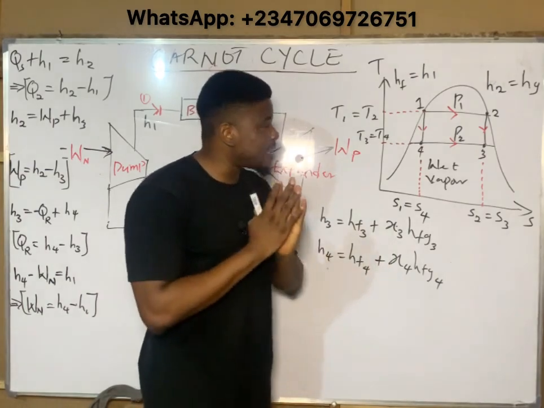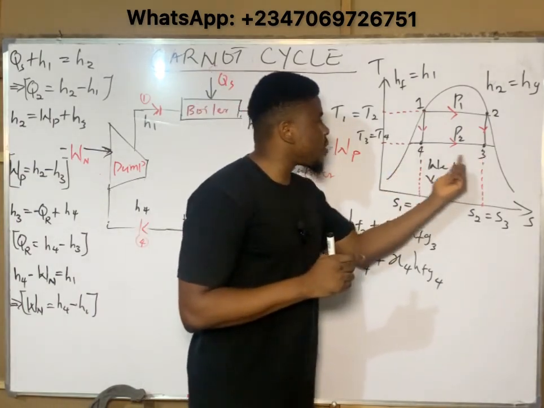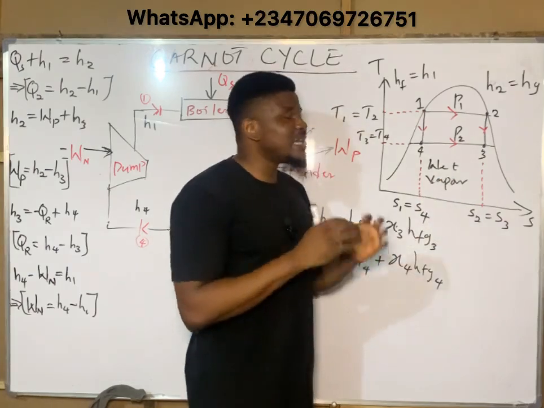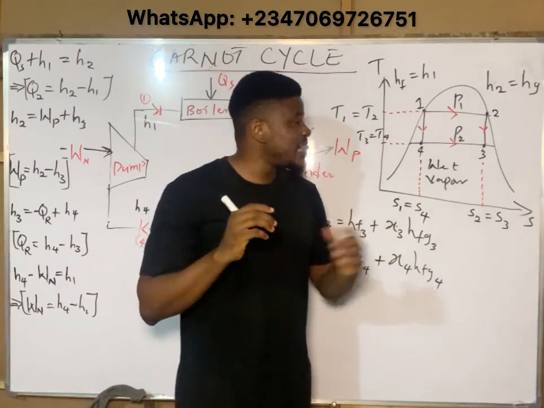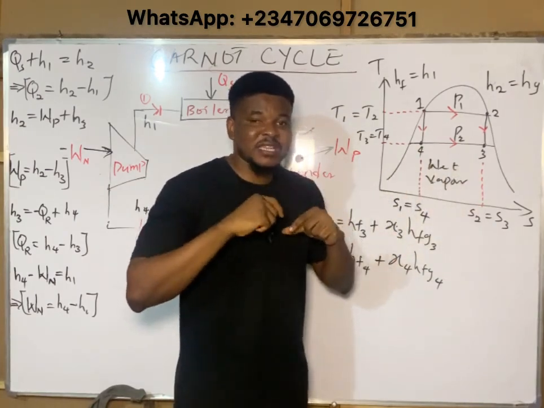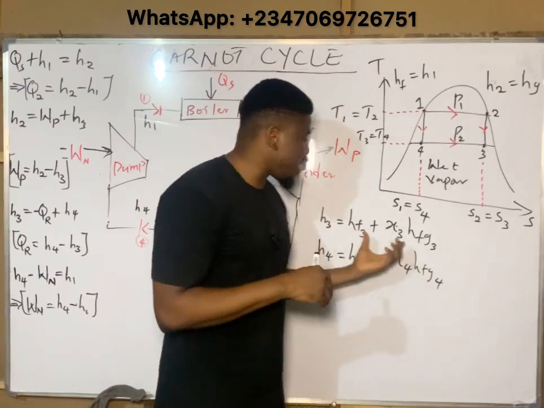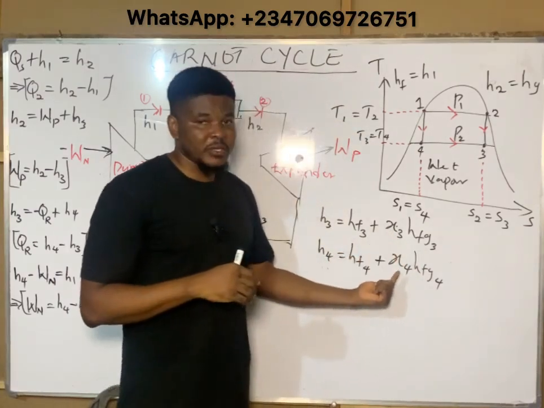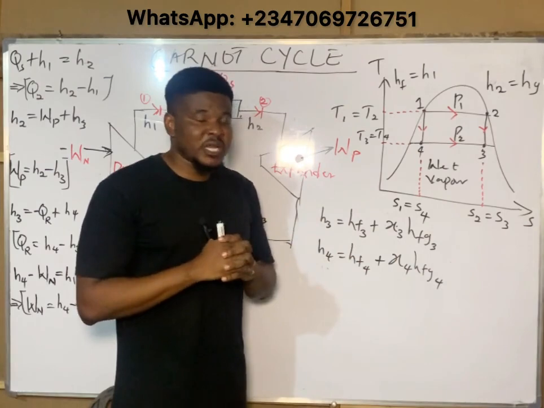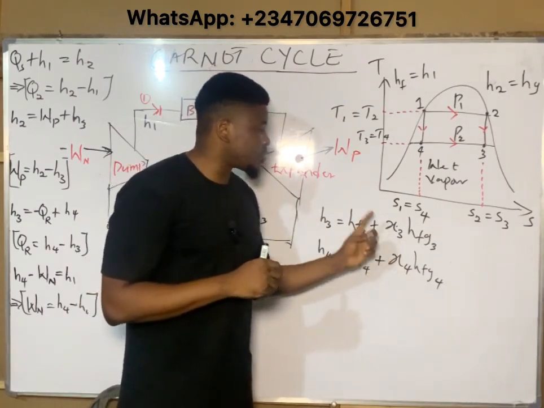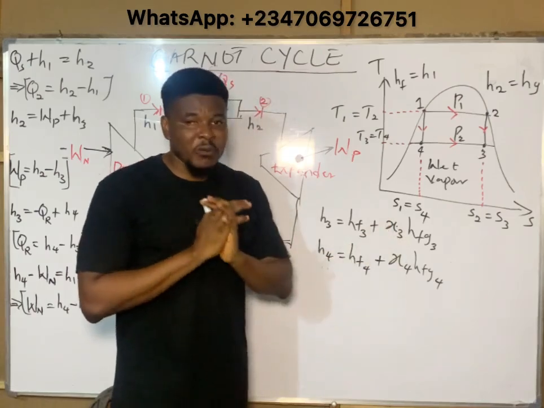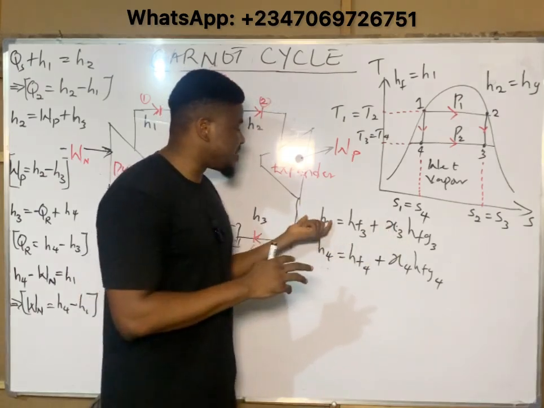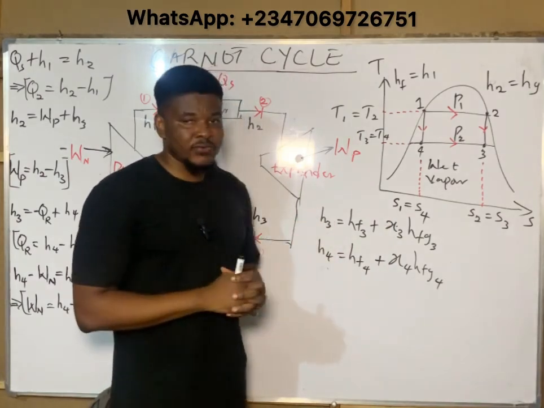So we need to find the dryness fraction at state 3 and at state 4. Why? Because these states occur in between the mixed vapor. So there's a certain level of wetness and a certain level of dryness at this point. We need to get that level of wetness and dryness, which is why we have X3 and X4 here. But the main question now is, how do we get this dryness fraction? Because if we are able to get X3 and X4, it means automatically we can find our enthalpy at state 3 and enthalpy at state 4.